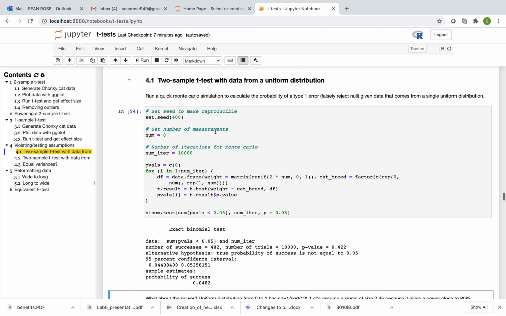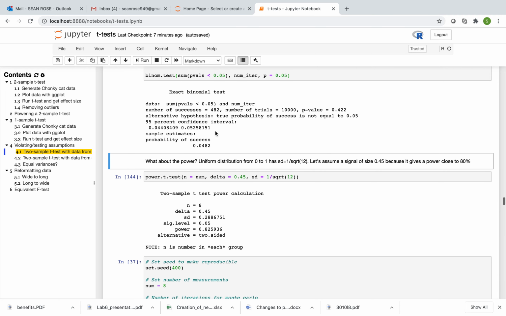But type 1 error rates are just one side of the equation. What about type 2 errors? What about power, or 1 minus the probability of a type 2 error? Type 2 error, again, means accepting the null hypothesis when the null hypothesis is in fact not true.